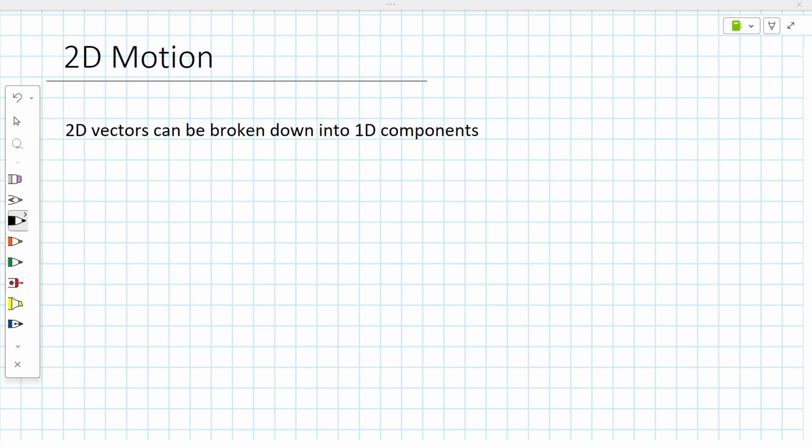Today we're going to be discussing 2D motion and how vectors can be broken up into their x and y components and how to add 2D vectors. So when you are given a vector that is in 2 dimensions, such as a vector like this, we can break up this vector into its x and y components. So there will be an x component like this and a y component like that, and some angle here.